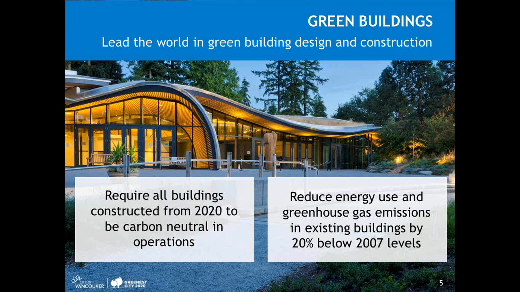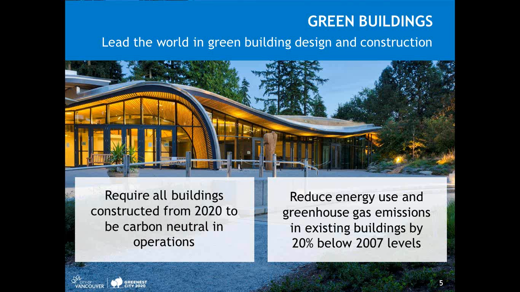So within the Greenest City plan, there are 2 primary targets and 1 overarching goal. The high-level goal is to lead the world in green building design and construction and eliminate the dependence on fossil fuels. And the specific targets are to have all buildings constructed from 2020 onward be carbon neutral in their operations. So it does not account for the embodied emissions of the materials or the construction of the buildings themselves. But equally important is to reduce the energy use and emissions from the existing stock to 20% below 2007 levels.